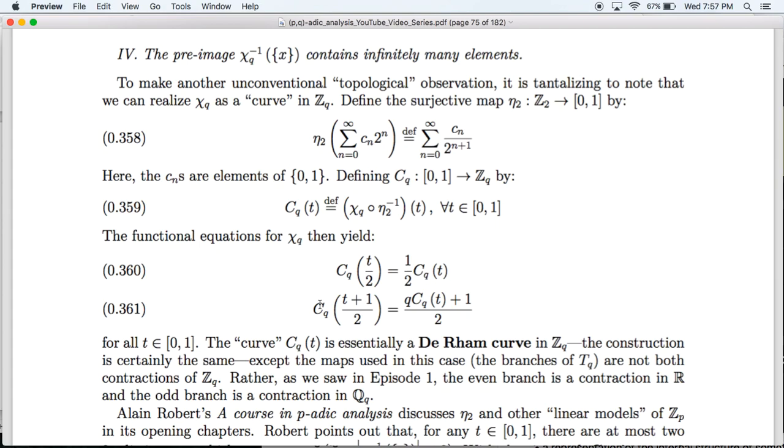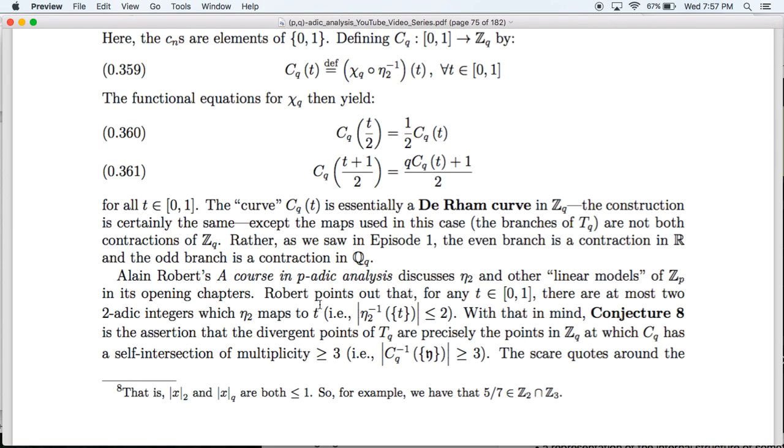Rather, the even branch is a contraction of the reals, and the odd branch is a contraction of the Q-adics. As Alain Robert says in his course in p-adic analysis, he discusses eta 2 and other linear models of Z_p in its opening chapters. He points out that for any t in [0,1], there are at most two 2-adic integers which eta 2 sends to t. And so in that mind, Conjecture 8 is the assertion that the divergent points of T_Q are precisely the points in Z_Q at which C_Q has a self-intersection of multiplicity at least 3.